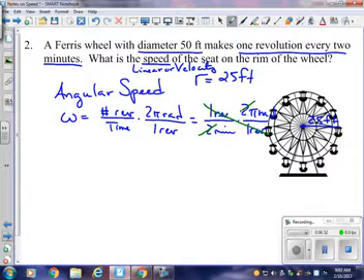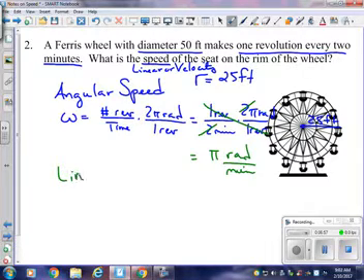2 divides into 2, so you want to cancel out as much as you can in these problems. So if you see a diagonal that cancels, cancel it. And so therefore we end up with pi radians every minute. So it goes halfway around every minute. Well, that makes sense if you think about it. Every 2 minutes it goes all the way around, and pi is halfway.